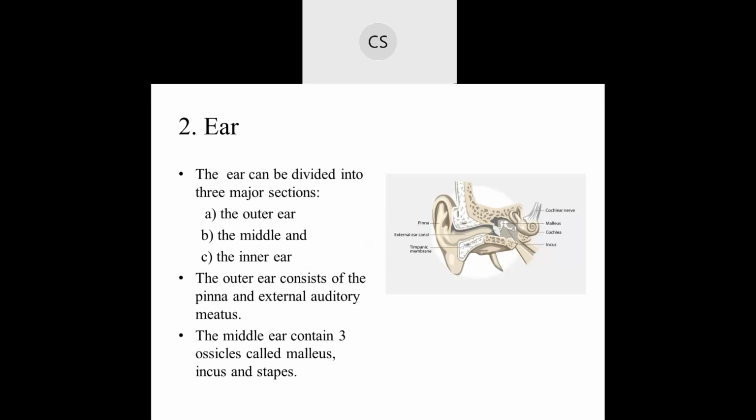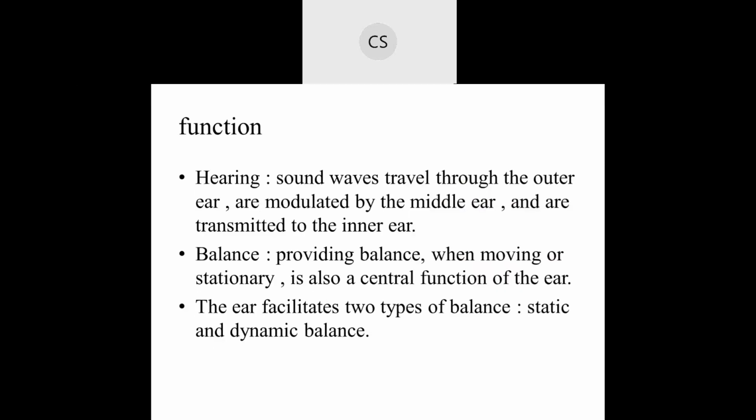Ear. Hearing and balancing are the two main functions of the ears. The ear is divided into three parts: outer ear, middle ear, and inner ear. The outer ear consists of the pinna and external auditory meatus. The pinna collects the vibrations from the air and produces sound, where secreting glands are present in the pinna and meatus. The middle ear consists of three ossicles: malleus, incus, and stapes.